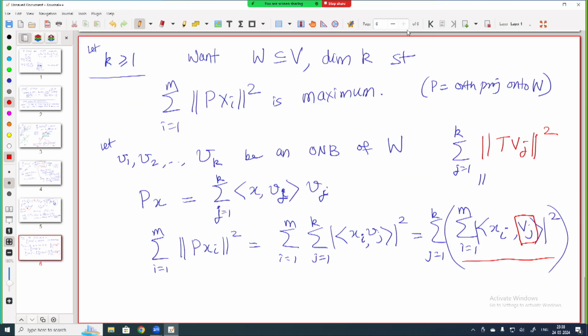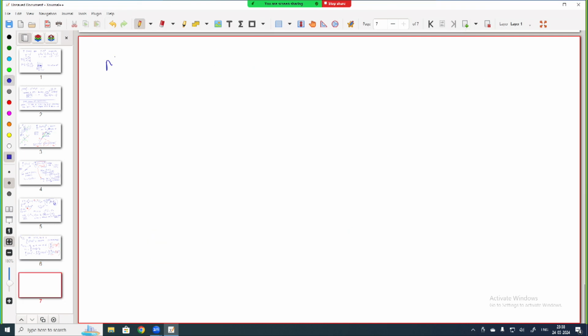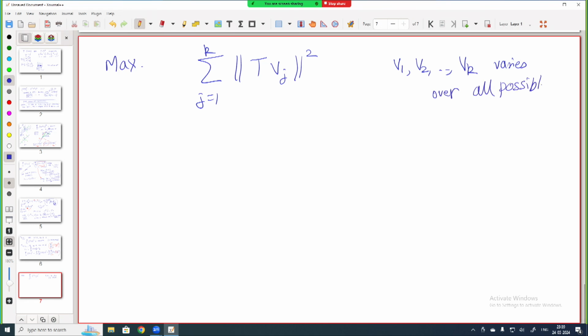So, when I change my W to be a k dimensional space, the thing I am maximizing just changes like this. Let us write that out again. Now my maximization problem becomes the following: maximize the sum of norm T Vj squared, where V1, V2, up to Vk vary over all possible orthonormal subsets of V. I just choose different orthonormal sets, their span is my W, the k dimensional space I am looking at.